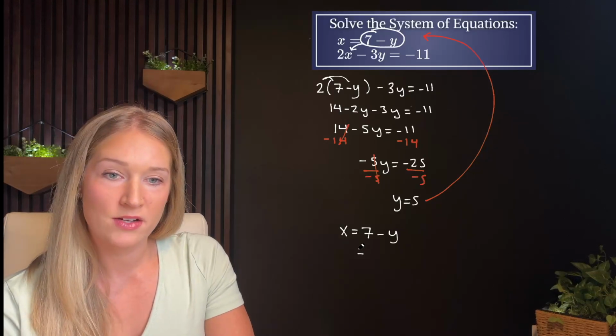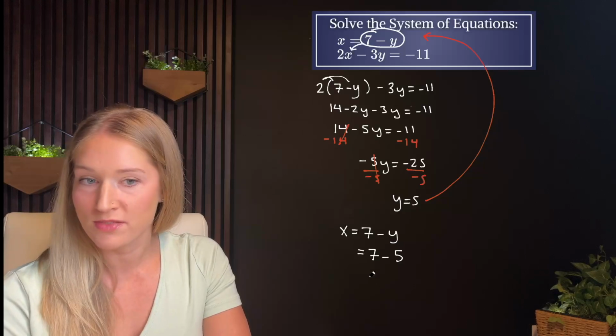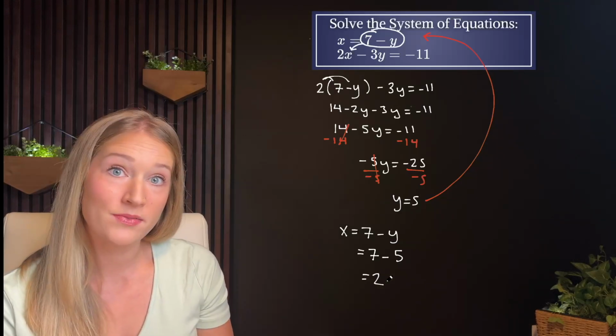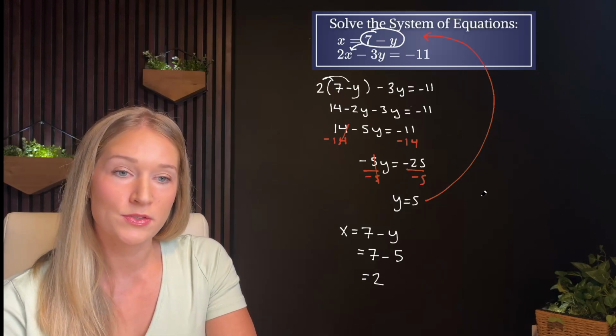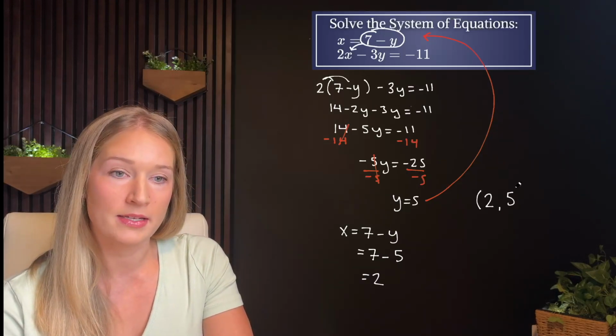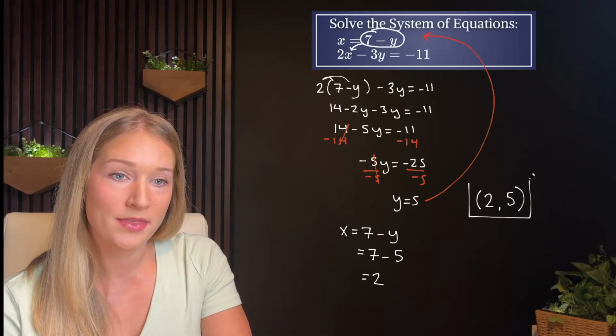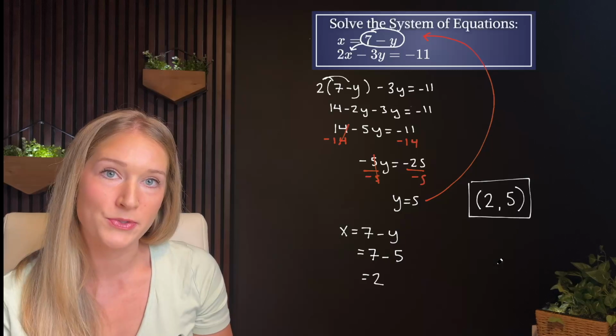So x is actually going to be 7 minus 5. 7 minus 5 is 2. So now we have the x value and we have the y value, so we're done. So the solution to my system of equations is x is 2 and y is 5. And remember, what this represents is the point on your graph where your two lines cross.